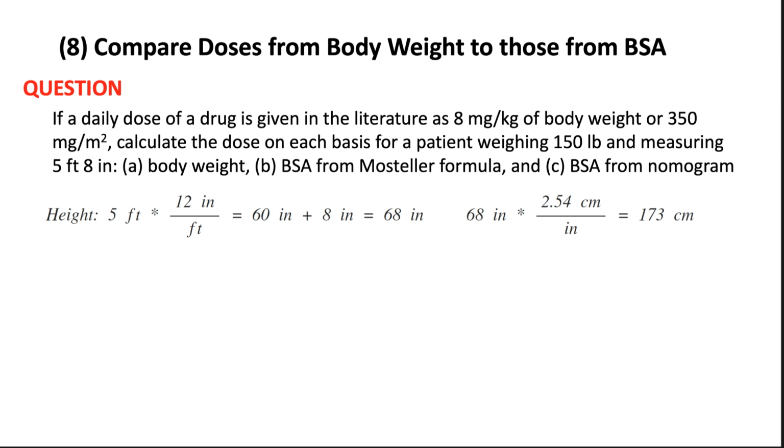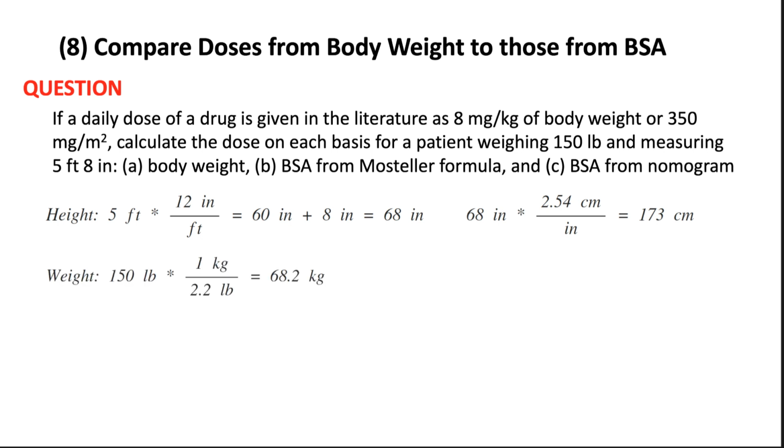I'll go through these a little bit quickly. They work just like the one that we just did. So first step is height, and we'll go from feet and inches into centimeters. So take 5 feet times 12 inches per foot, we get 60 inches. Add the additional 8 inches means we have 68 inches in height. Take 68 inches times 2.54 centimeters per inch, and you get 173 centimeters.